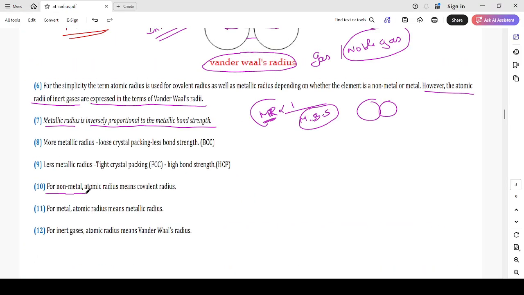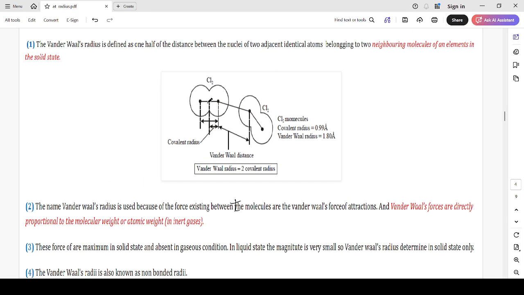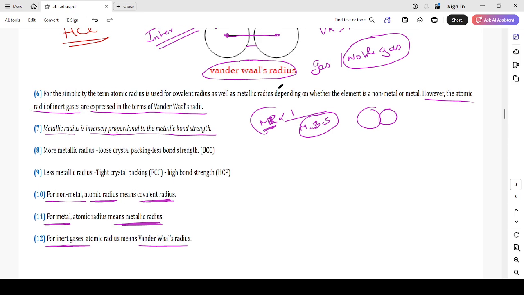For non-metals, atomic radius corresponds to covalent radius. For metals, atomic radius corresponds to metallic radius. For inert gases, atomic radius means van der Waals radius. Okay. So visualizing the van der Waals radius here, I am talking about not just inert gases, any gases you can take.